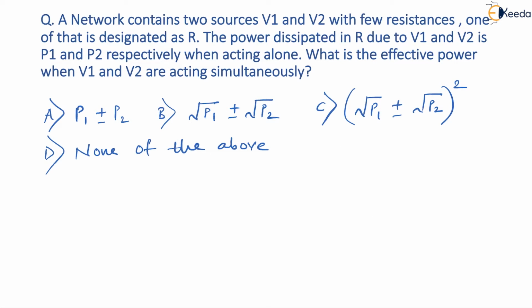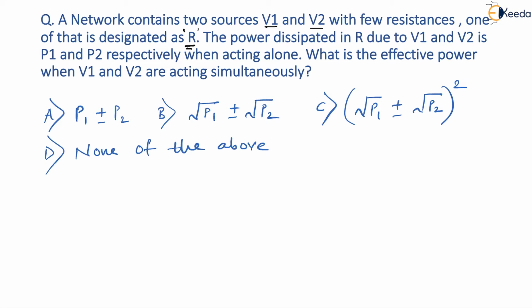A network that is containing two sources, that is V1 and V2, with few resistances. One of that is designated as R. So the information I have is a circuit with two independent voltage sources called V1, V2, along with few resistances. One of those resistances is designated as R.